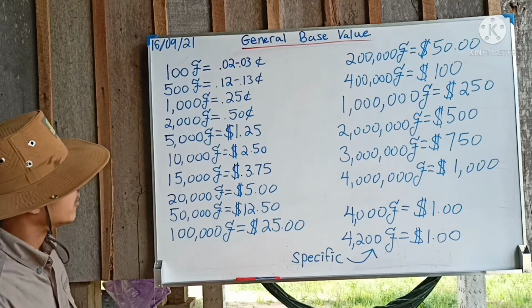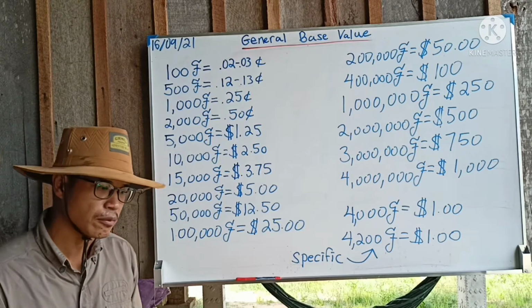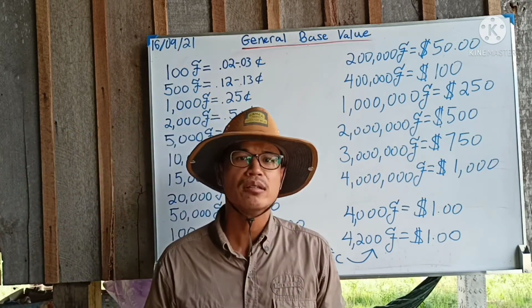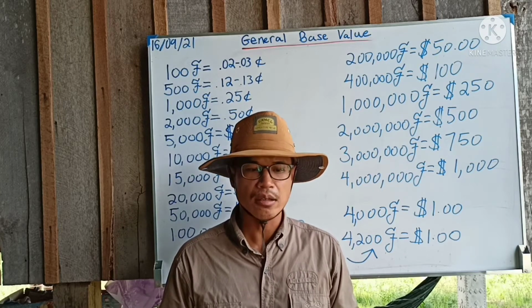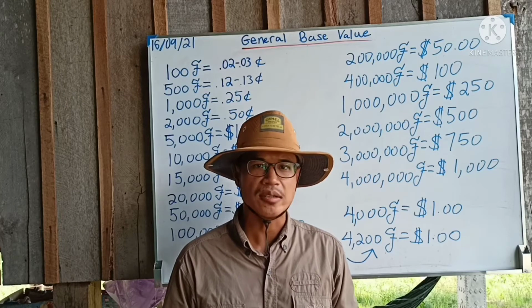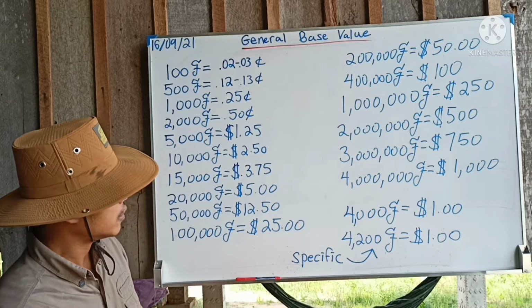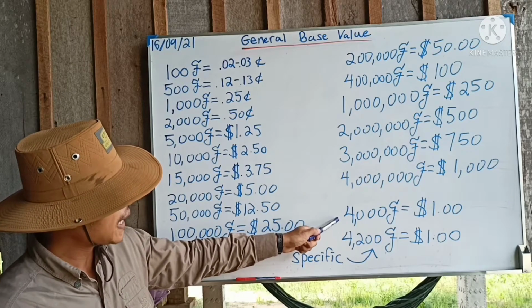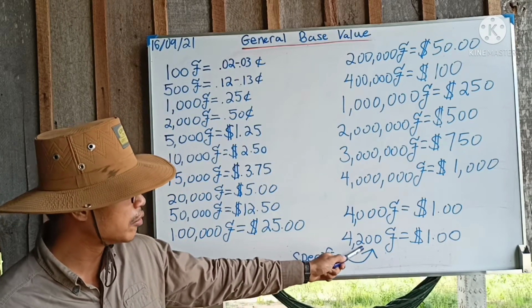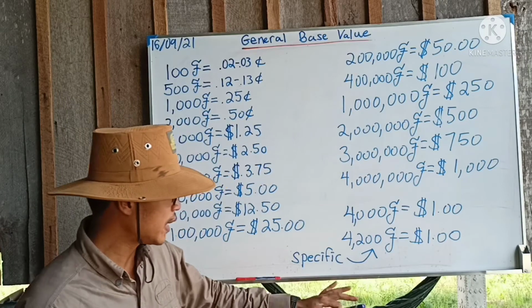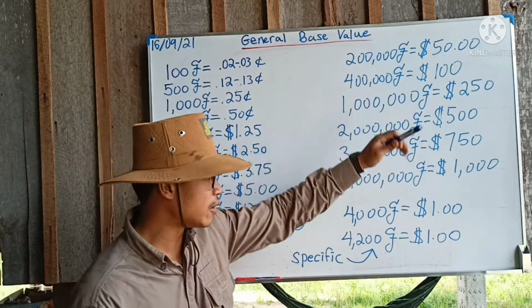All right, so one thing I would like to mention is that when we are dealing with the riel to United States dollar, we have something in Khmer called the katoy, which in English I would call the tail. As you can see, 4,000 riel equals $1. Specifically now, 4,200 riel equals $1. So this is the general base value.